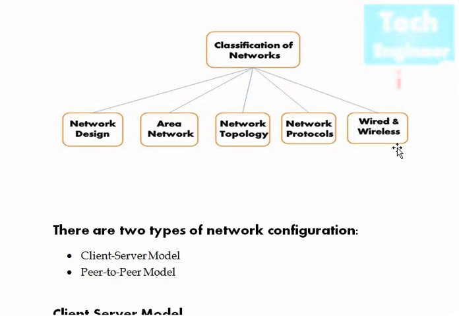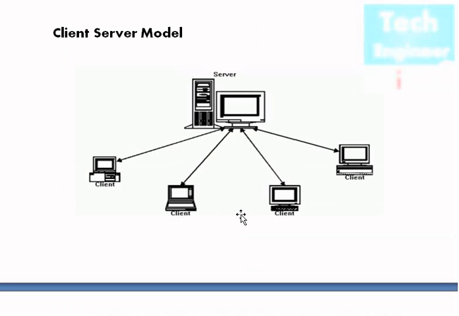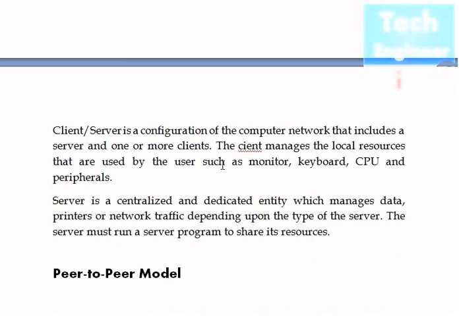Now there are two types of network configuration, and these are the client-server model and the peer-to-peer model. The client-server model is based on centralized theory, where one computer is a server, or you make a client computer act like a server. So this is what a centralized network is all about. One computer commands all.